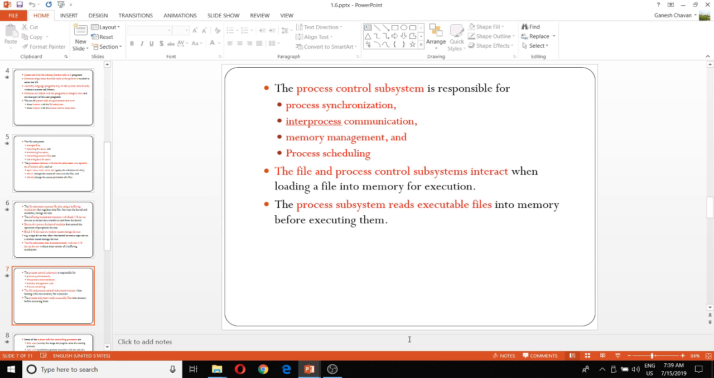The process control subsystem is responsible for four essential activities: process synchronization, inter-process communication, memory management, and process scheduling. All these entities are core to any kernel in an operating system. The file and the process control subsystem interact when loading a file into memory for execution. The process subsystem reads executable files into memory before executing them.